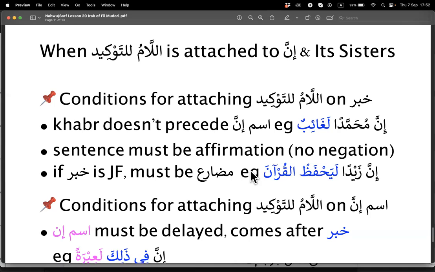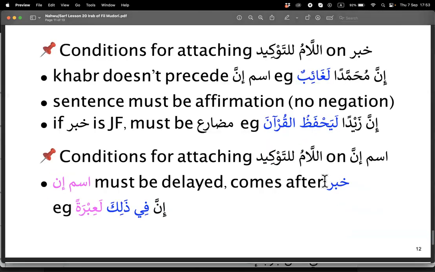So if the lam taukid is to attach to khabar inna: first, the khabar cannot be before the ism inna. It must be harf nasab, then the ism, and then the khabar. And second, if the khabar is a jumlah fi'liyah, it must be fi'il mudhari, not fi'il madi. Then you can have lam taukid on the khabar inna. Now, conditions for attaching lam taukid on ism inna.